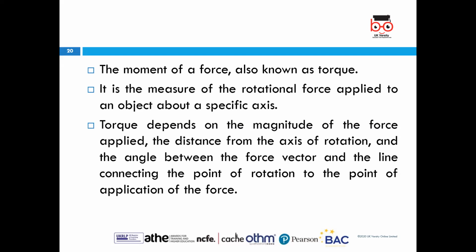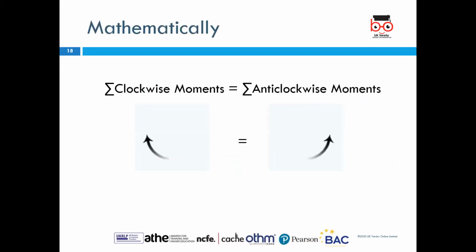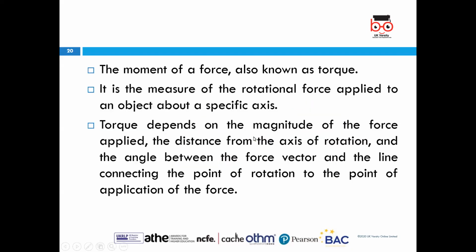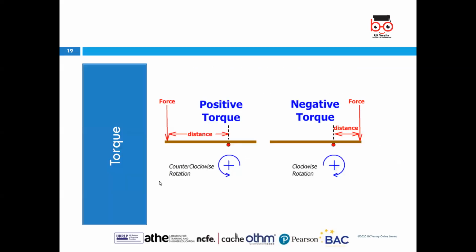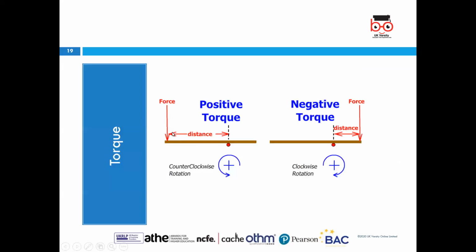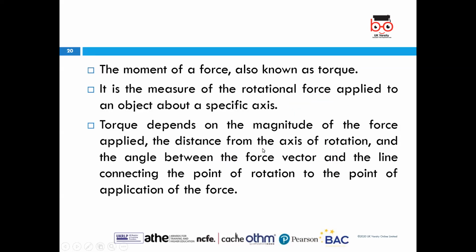It is the measure of the rotational force applied to an object about a specific axis. Here, if you see, the axis is the vertical point where the distance arrow ends. The dotted line is the axis. Torque depends on the magnitude of force applied and the distance from the axis of rotation, which is F into D, and the angle between the force vector and the line connecting the axis of rotation to the point of application of the force. So this is force into distance, and then the angle between the force vector. Here it is 90 degrees. That is how you calculate torque.